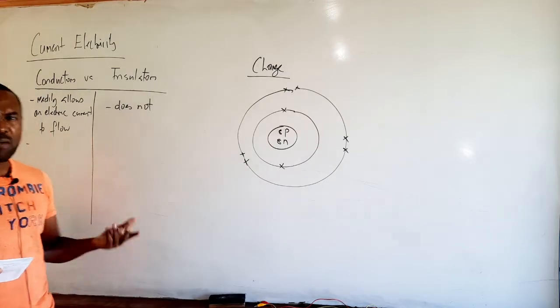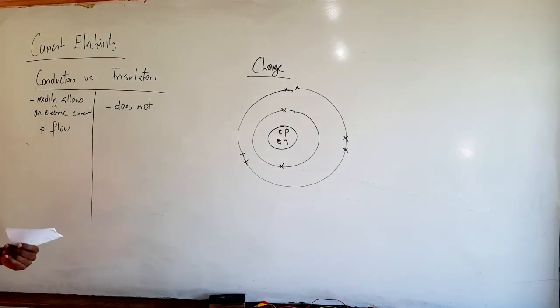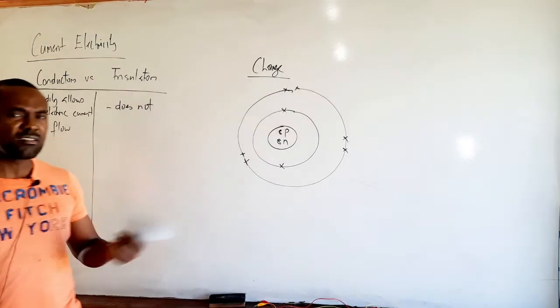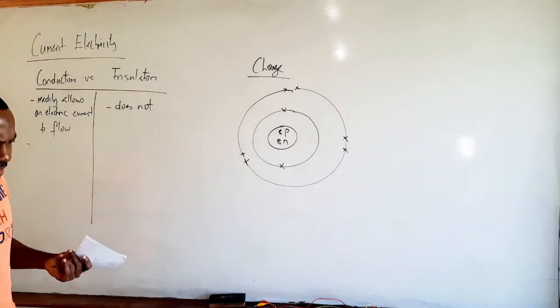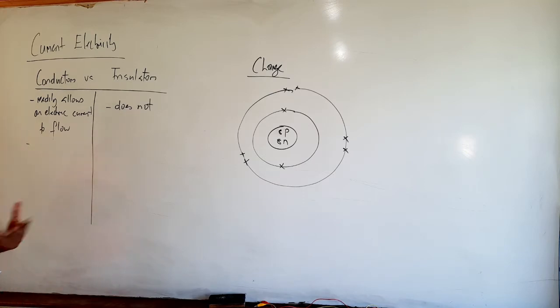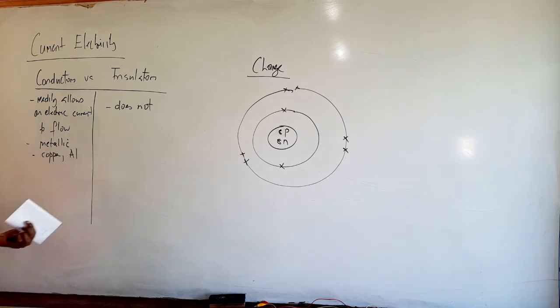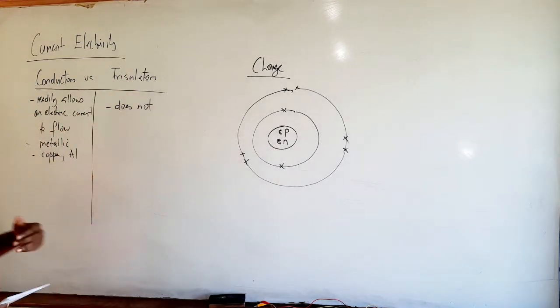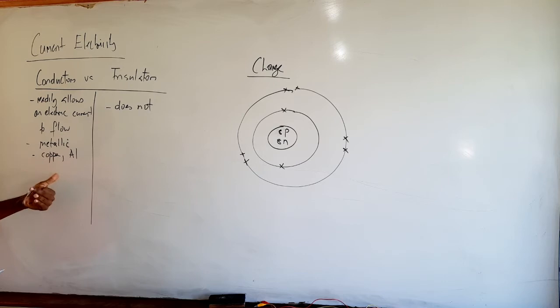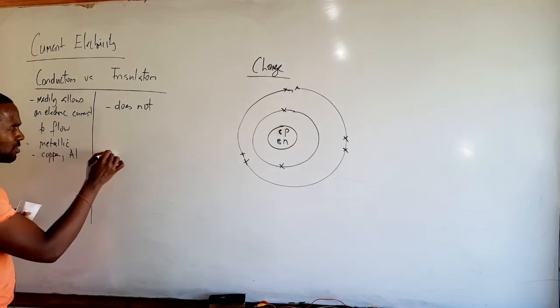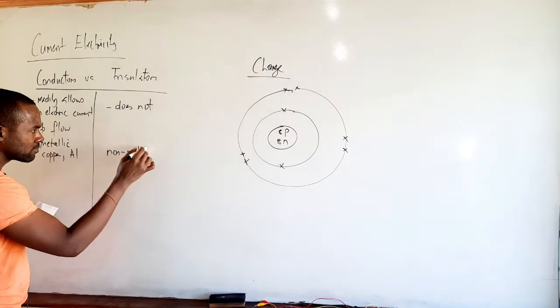However, when we use the word conductor, we're typically referring to metals. In many cases, you might see the expression metallic conductor, so as not to cause any confusion. But typically, if you don't see the word metallic and you just see conductor, then you're referring to metals. So conductors are metallic, and examples of conductors would be copper or aluminum, which are two metals. So conductors are metallic, for example copper and aluminum, whereas insulators are non-metallic.